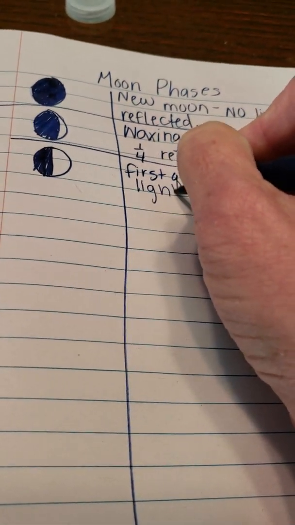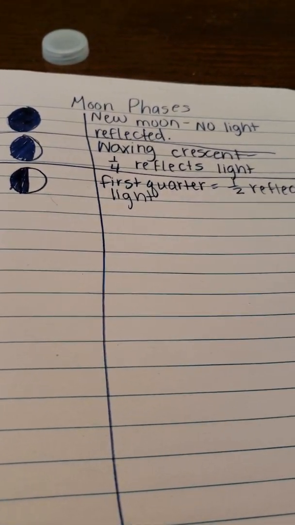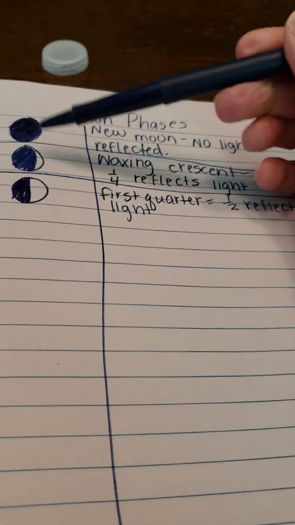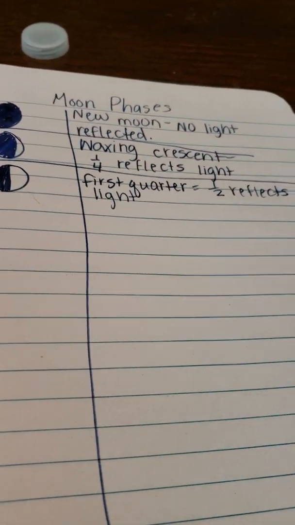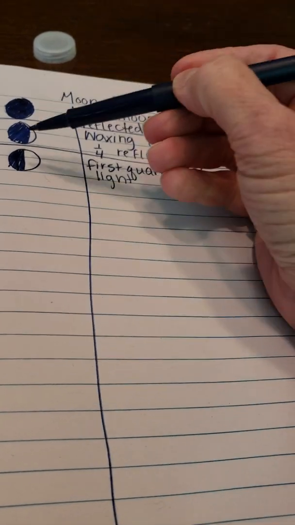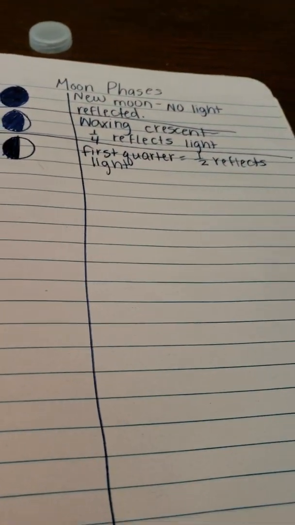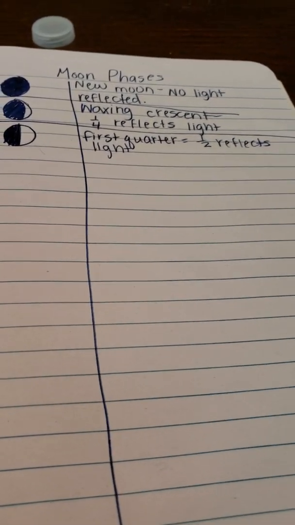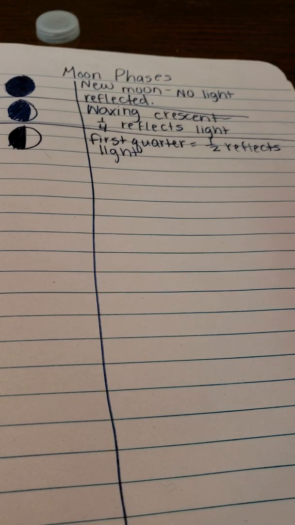That is called a first quarter because the lunar cycle is 28 days. And by the time we get to this phase, we are 1/4 of the way through that 28-day cycle. So it is not actually talking about what is reflected here that you can see versus what you can't see. It's talking about where we are in that 28-day cycle with moon phases.